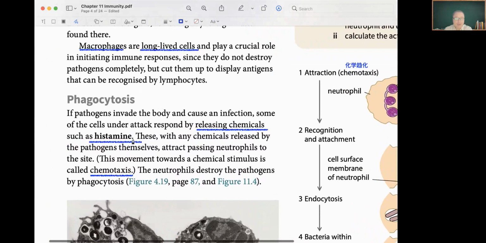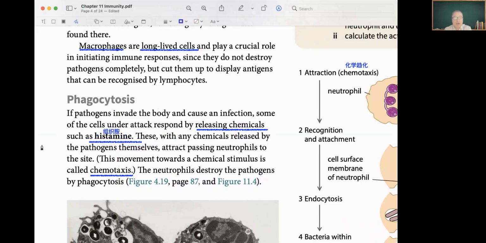Also, by the way, we're going to mention histamine. Histamine in Chinese is 组胺 or 组织胺.